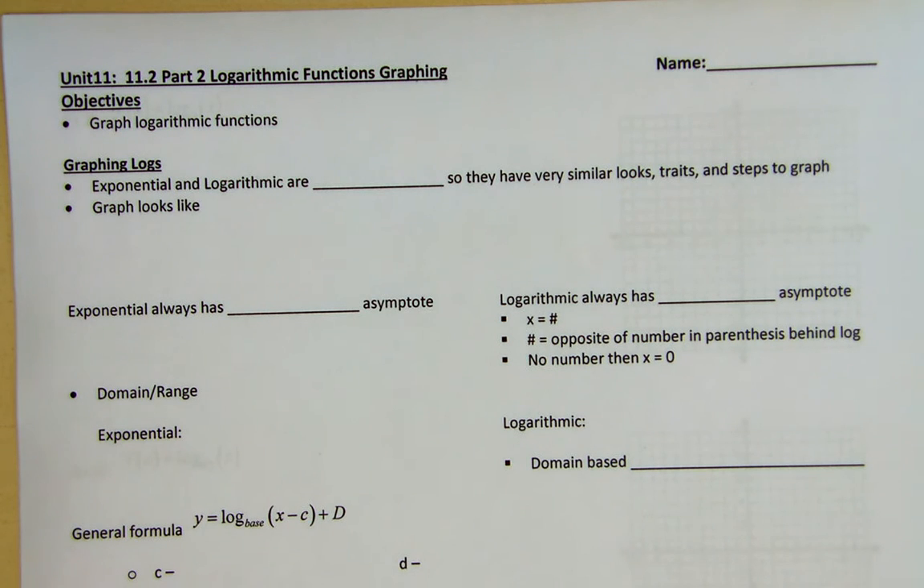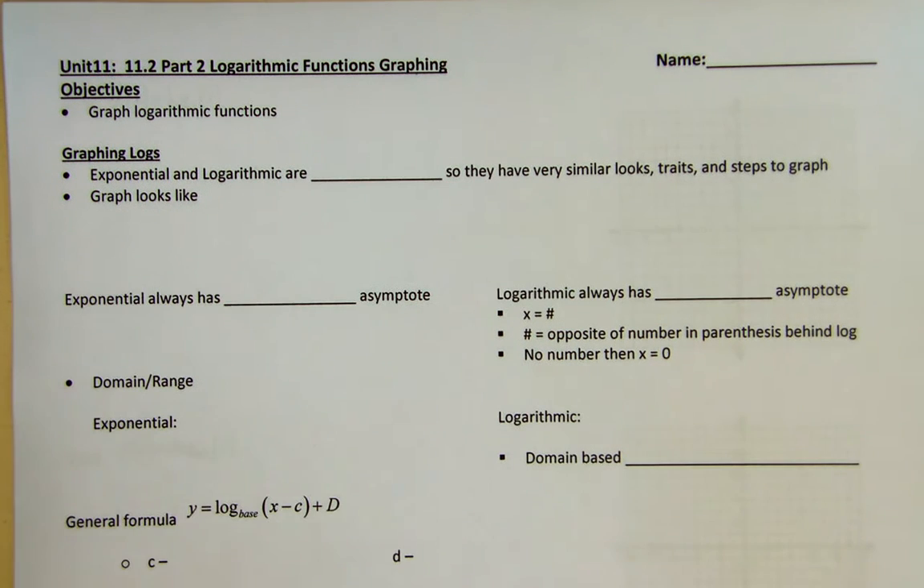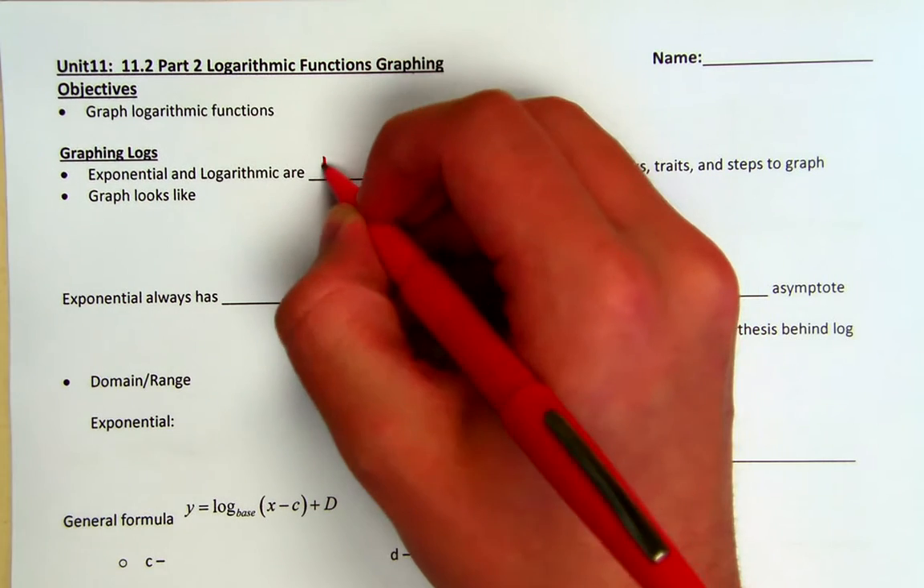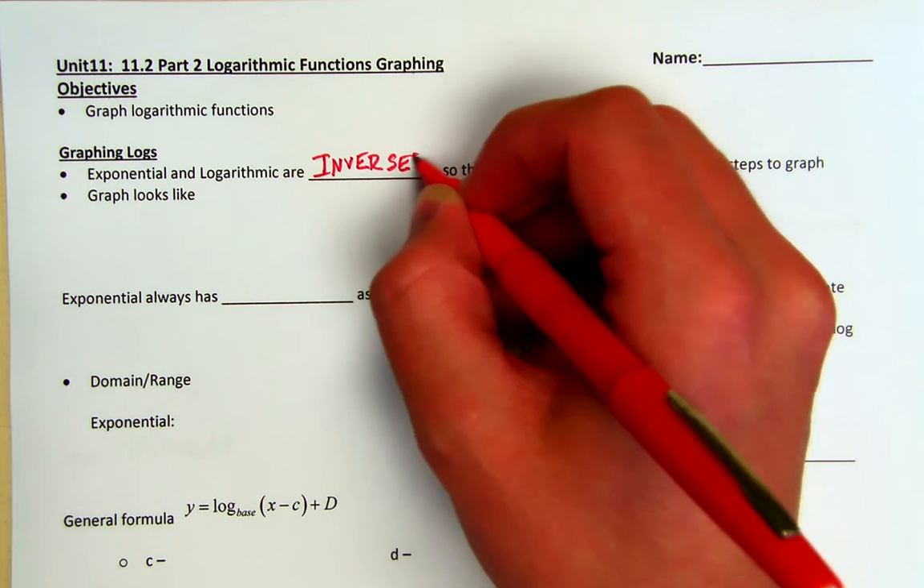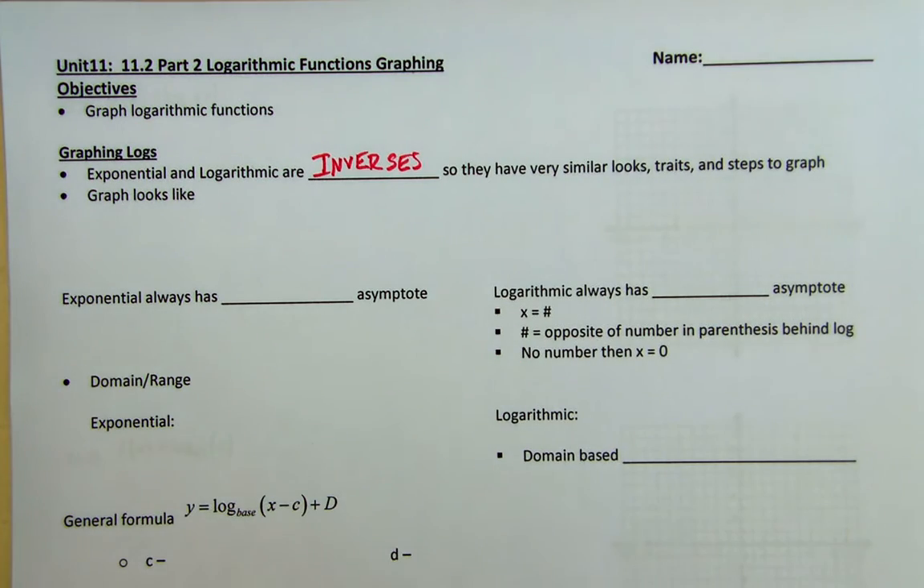Alright, so we've already learned how to graph exponential functions, and we've been doing that in 11.1. So now that you've learned what logarithms are, and how exponentials and logarithmic functions relate, we're going to go ahead and start graphing logarithmic functions. The first big thing to note about logarithmic functions is they have the same traits as exponentials, and basically the same steps. They are inverses of each other. Hopefully we know that by now. So logs and exponents, those are inverses.